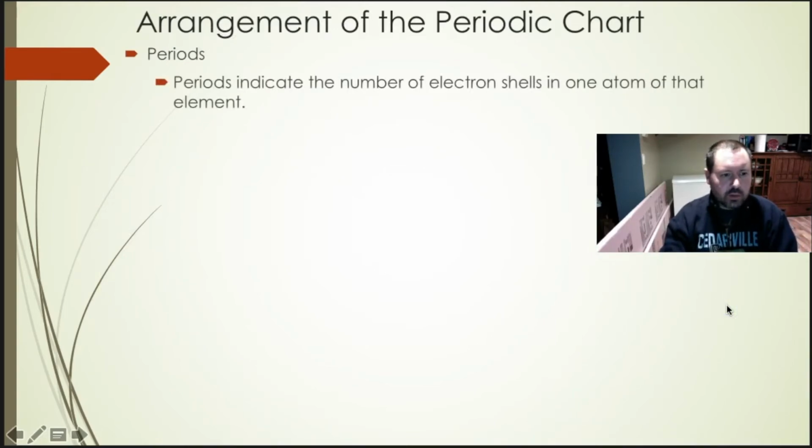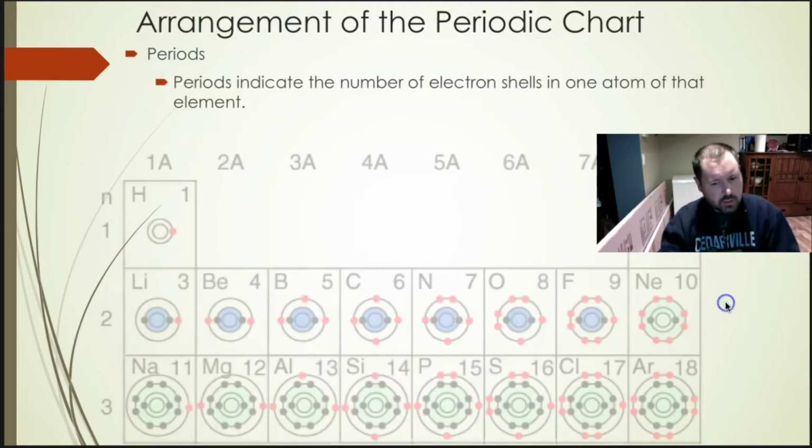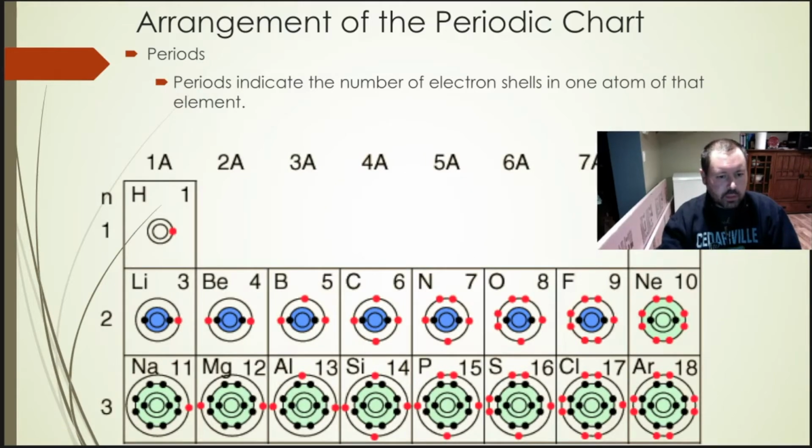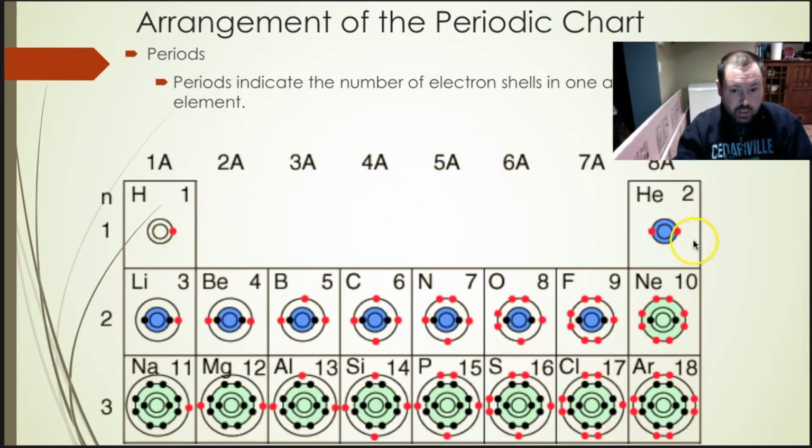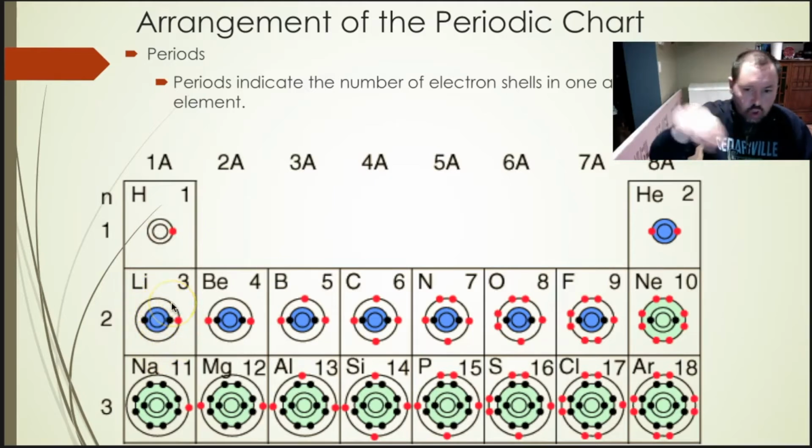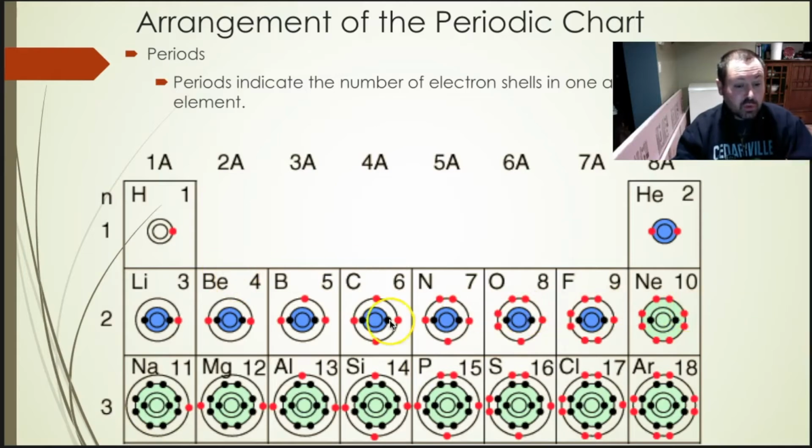So when it comes to the arrangement of the periodic chart, the periods indicate the number of electron shells. I think we already mentioned this. So period number 1, it's got 1 electron shell. You see the circle in the center? That indicates the nucleus. So period number 2, we've got 2 electron shells. We've got 2 rings of electrons. Period number 3, we've got 3 rings of electrons. So notice, when you look at this periodic chart, the transition elements have been removed. So like I said, we treat the representative elements separately. So they remove the transition elements in this particular case.